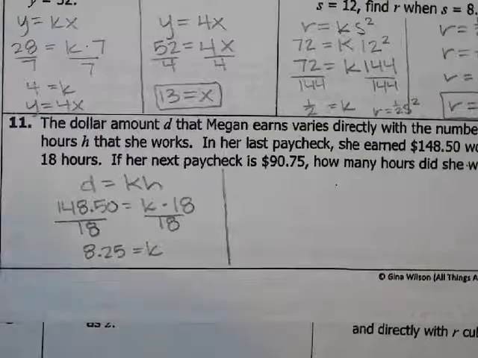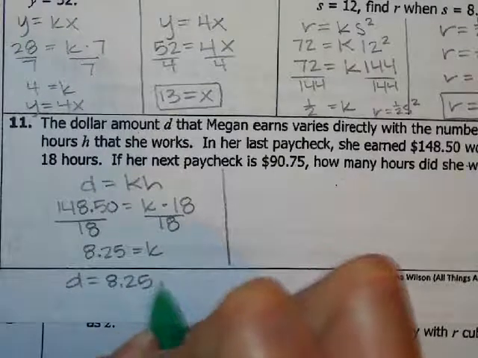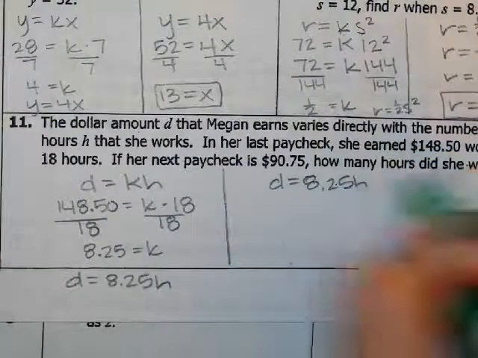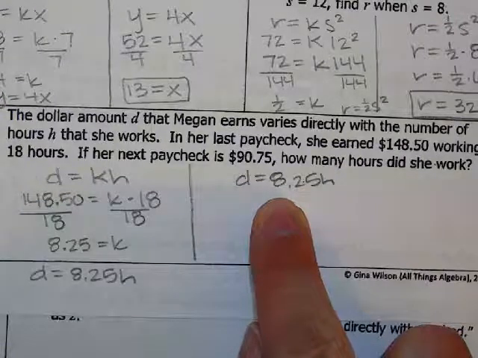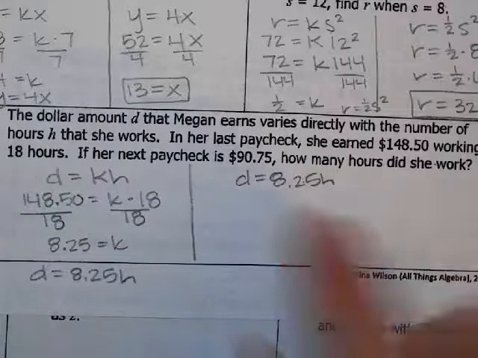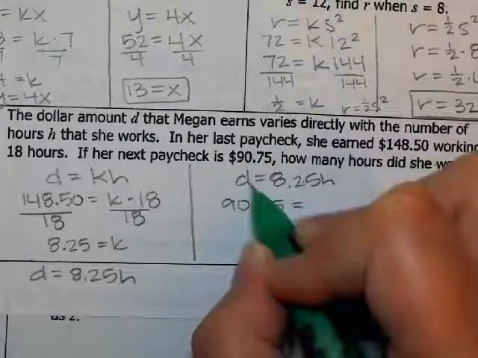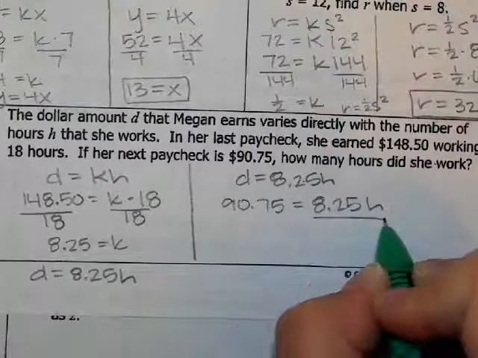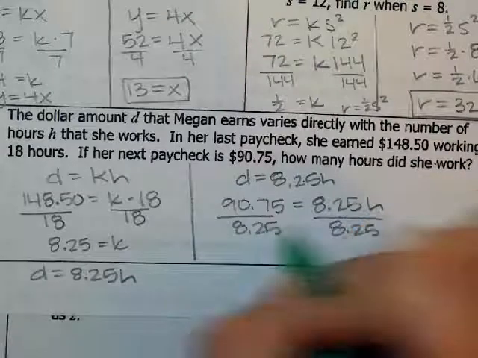Okay, and then what do we do over here? So we're plugging in the dollar amount, putting 8.25H, and we're going to solve for H to see how many hours she worked. And then what are you guys getting for her number of hours? 11.